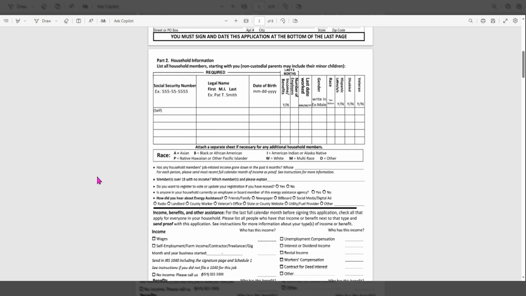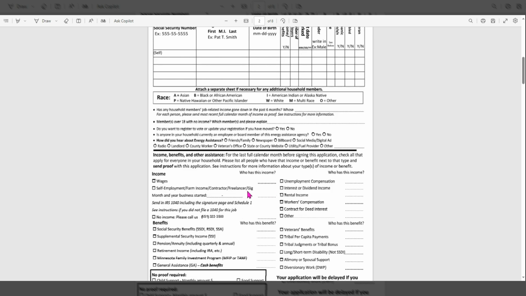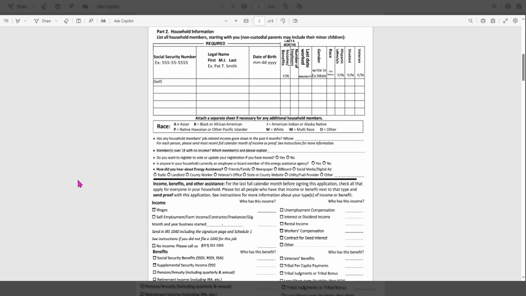Let's go to the second page of the application. This is where you would put yourself and your household members that live in your dwelling, along with the corresponding income information. So here we do have space to put all your household members' information, like their social security number, their name, their date of birth, their personal identifying information, and whether they have income or not. If a person has income in your household, please indicate so by putting a Y for yes. If that household member does not have income, you can put a no.